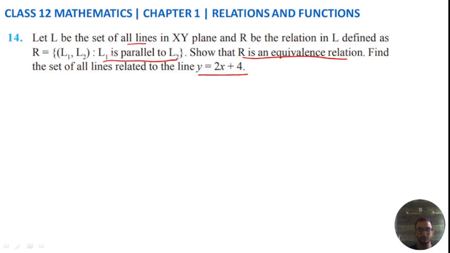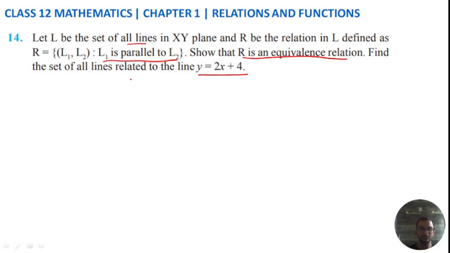Still, I will give you some verbal idea of why it is reflexive: any line is of course parallel to itself, so it is reflexive, right? (L, L) belongs to R. Now (L1, L2) belongs to R, that is, L1 is parallel to L2, but that also means L2 is parallel to L1, so it is symmetric also. And why is it transitive? Suppose L1 is parallel to L2, that is (L1, L2) belongs to R, and suppose (L2, L3) belongs to R, that means L2 is parallel to L3. So L1 is parallel to L2 and L2 is parallel to L3. This means L1 is parallel to L3. This means it is transitive. So we are done. We have shown the equivalence relation.